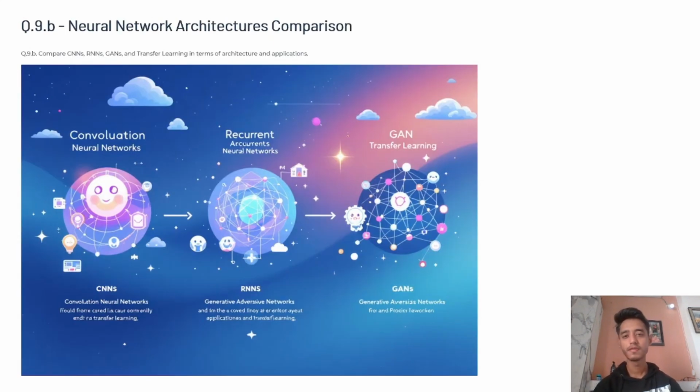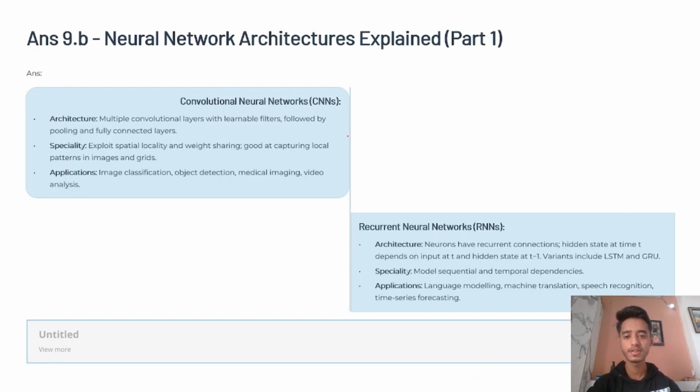Now let's see the B part of this question, which states: compare CNN, RNN, GAN, and transfer learning in terms of architecture and application. So let's see first CNN. Its architecture is multiple convolutional layers with learnable filters, followed by pooling and fully connected layers. Its specialty is exploiting spatial locality and weight sharing, good at capturing local patterns in images and grids. Its applications are image classification, object detection, medical imaging, video analysis, etc.